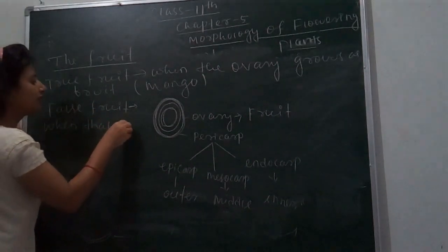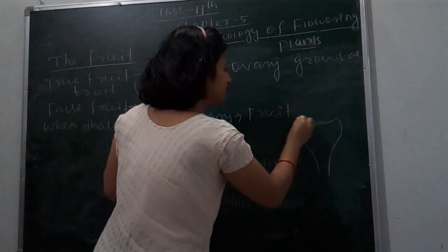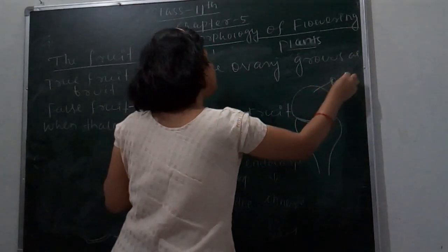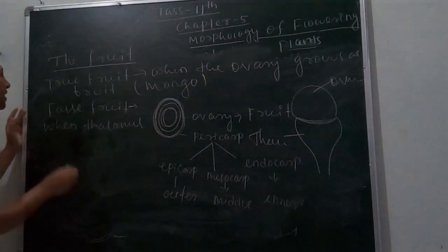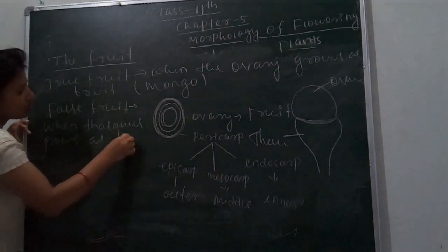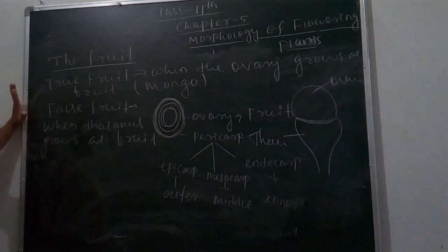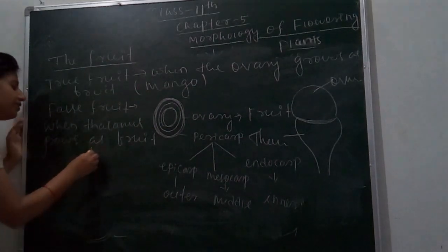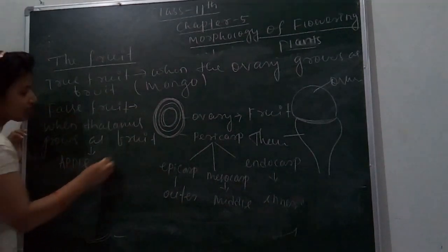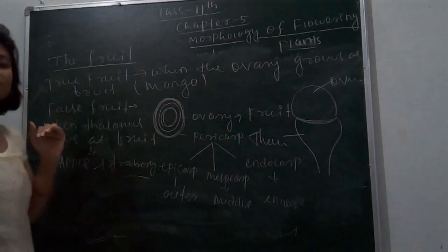Yesterday I taught you this part is thalamus and this part is your ovary. So false fruit means when the thalamus grows as fruit. This type of fruit is called false fruit. Clear? We can see this in apple and strawberry. The fruits that we eat, apple and strawberry, are not true fruits. They are false fruits, as they grow from the thalamus.